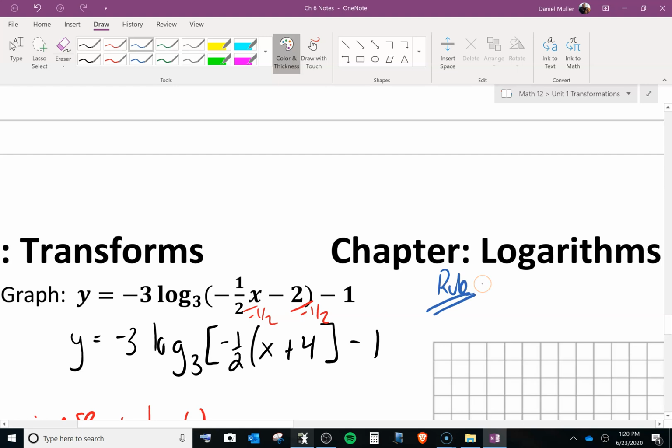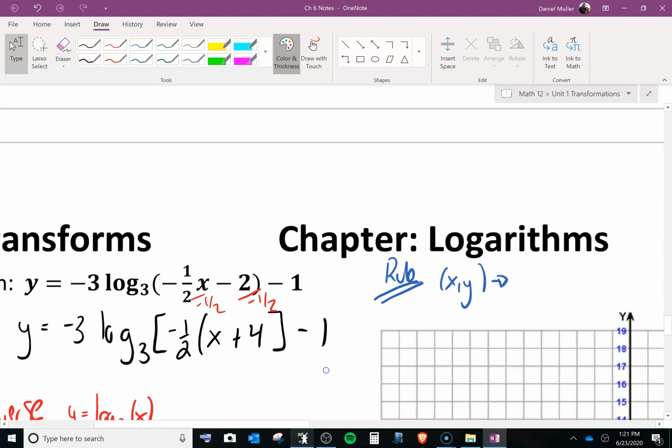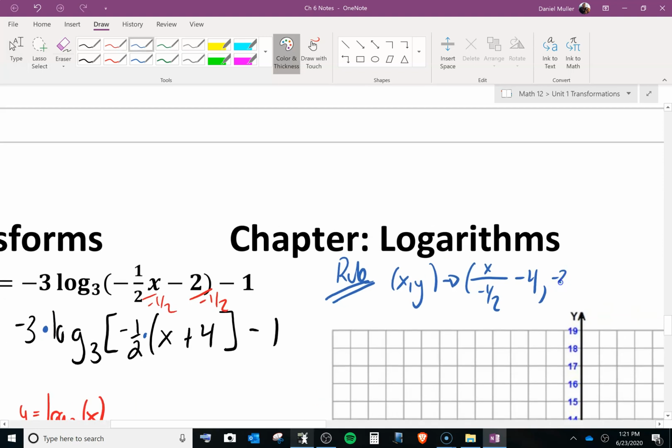Rule. So for the x and y, the x says times by -1/2, so I'll do the opposite. I'll divide by -1/2. And it says +4, I will minus it. And then the y just says times by -3, so I'll go -3 times y, and then -1. We've done this a bunch of times in this unit, but whenever you divide by 1/2, you're also multiplying by 2. So I'm going to make this a 2x.